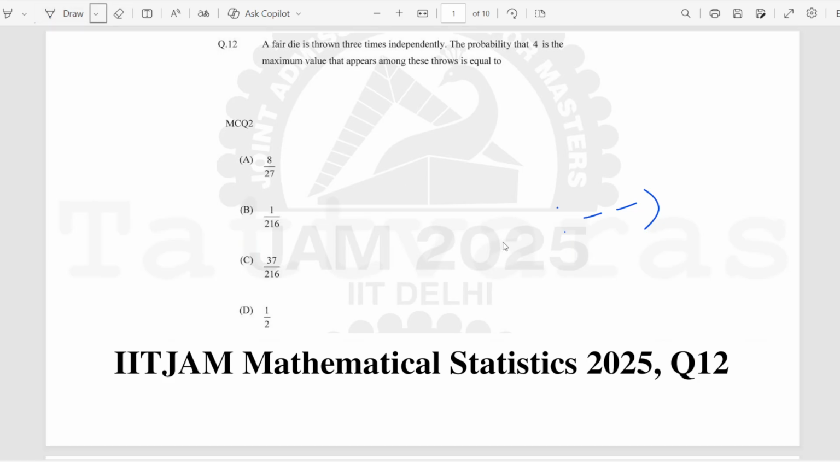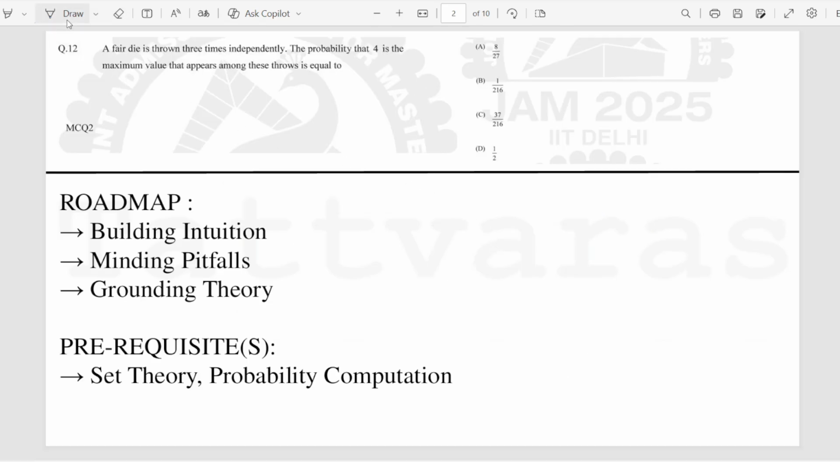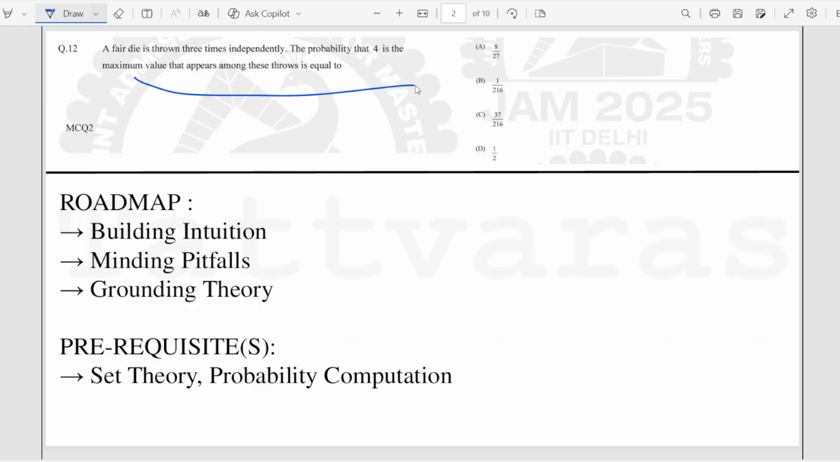Great. Let's get started with this question on probability computation, and there's going to be a fair element of set theory involved as well. So you have a fair die which is thrown three times. Essentially, it means the outcomes 1, 2, 3, 4, 5, 6 for each die. Throw 1, throw 2, throw 3.